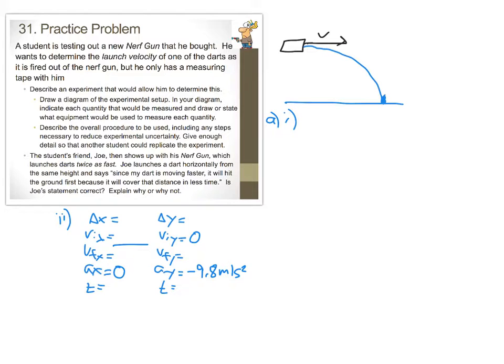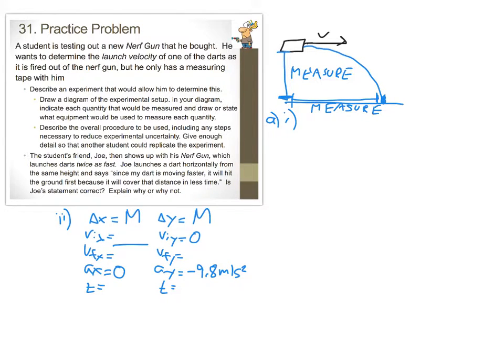Now let's think about things that we could get. We have a measuring tape, so we can measure how far it goes horizontally. We also can measure what the change in y is, that height. Okay, and that is going to give us enough information here on the y side to go ahead and solve for time and ultimately solve for that initial velocity in the x.